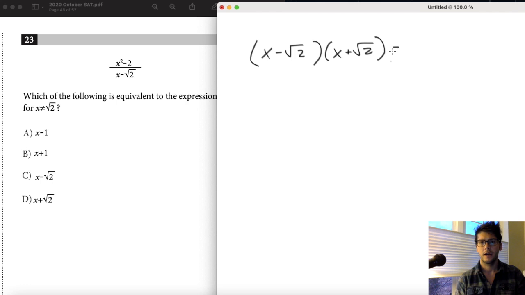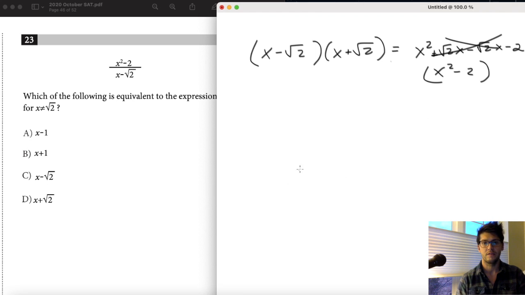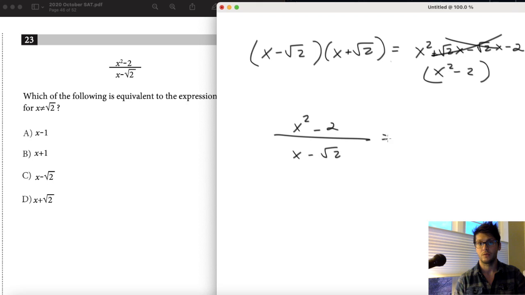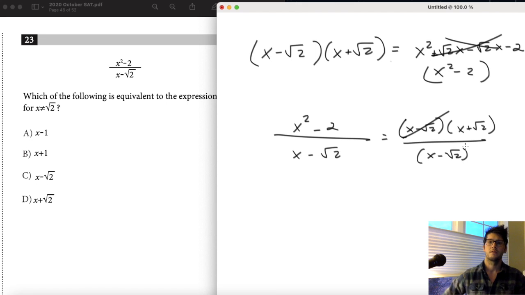X squared, outside positive root 2x, inside negative root 2x, last term negative 2. These cancel. We get x squared minus 2. So what does that mean for our work? Well, if I could take the top and factor it this way, instead of writing x squared minus 2 over x minus root 2, I could write this as the factors of x squared minus 2: x minus root 2, x plus root 2, over what it's already over, x minus root 2. Now these terms cancel, and we're left with x plus root 2.